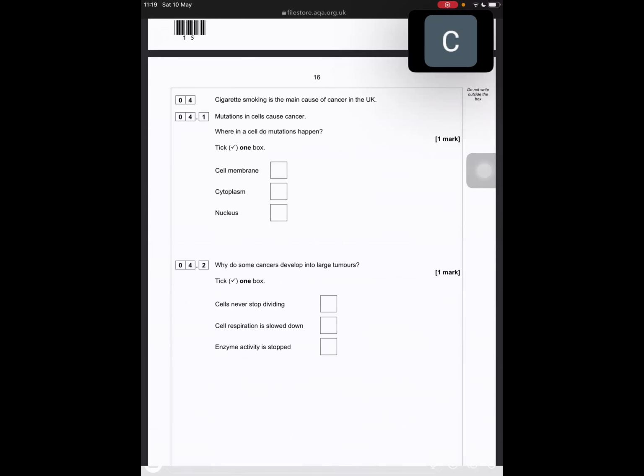Cigarette smoking is the main cause of cancer in the UK. Mutations in cells cause cancer. Where in a cell do mutations happen? I would go for the nucleus, and that's the reason why it's really dangerous. So, does the marking scheme agree with that?